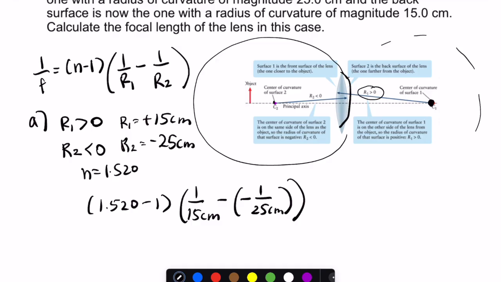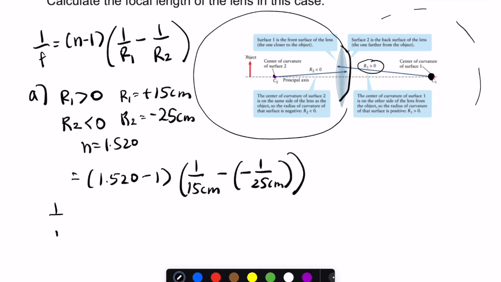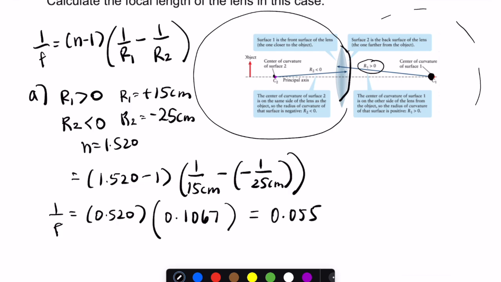Right, so minus minus gives us a plus. So we're going to get 1 over f as 0.52 times (1 over 15 plus 1 over 25). That comes out to 0.1067. Multiply that by 0.52, we get 0.055 centimeter inverse. And if we want to turn that into a focal length, we need to find the inverse of that, and that's 18.1 centimeters roughly.